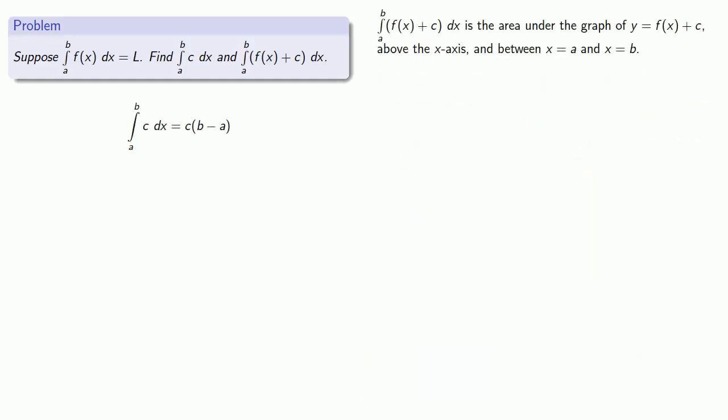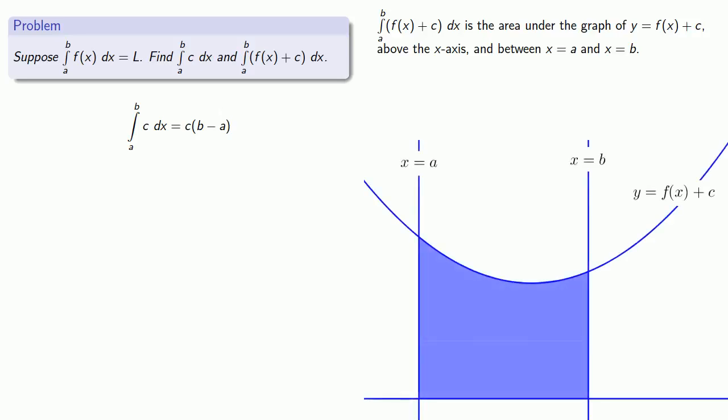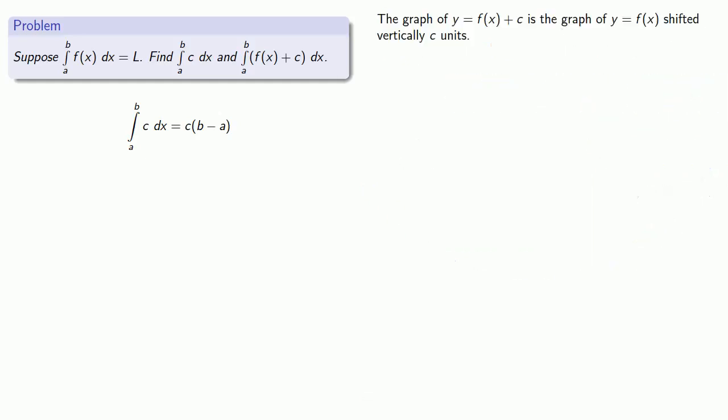Now the definite integral we're looking for is going to be the area under the graph of y equals f of x plus c above the x-axis and between x equals a and x equals b. Now the graph of y equals f of x plus c is the graph of y equals f of x shifted vertically c units.